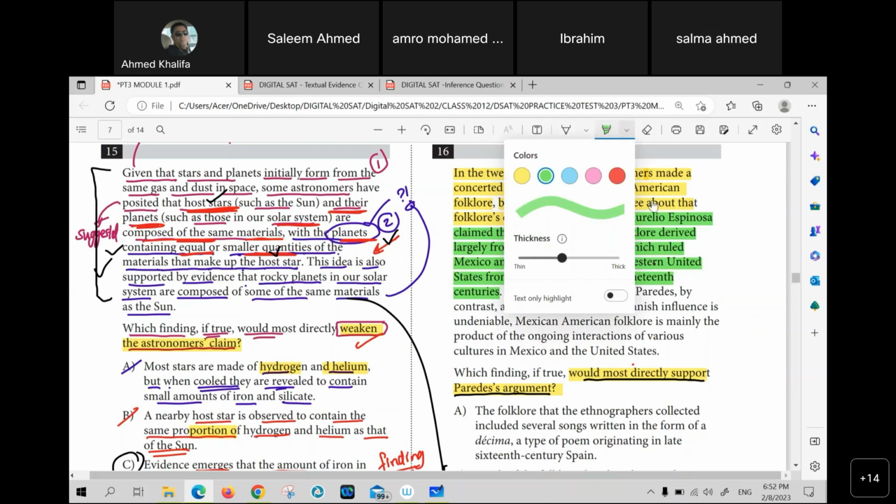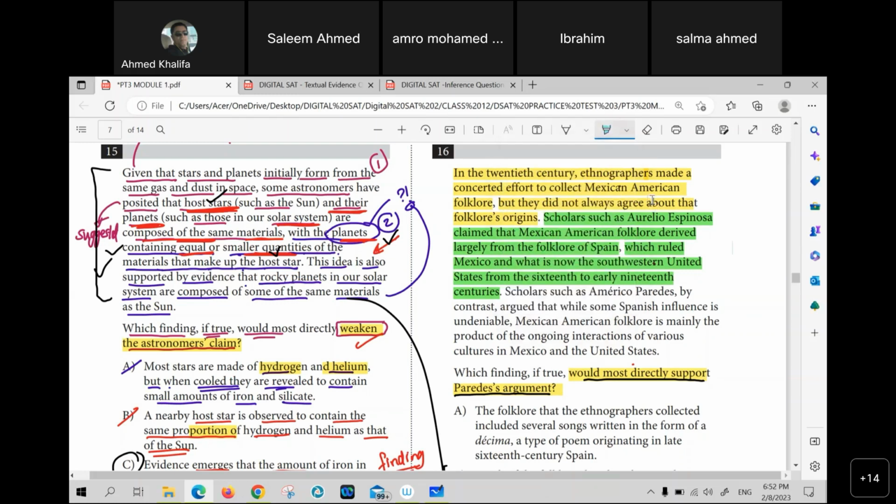Then do we stay quiet? No, who enters now? Americo Prados. Scholars such as Americo Prados, by contrast, means the opposite. So they did not agree that Mexican American folklore comes from Spain. They argued, look at this one, a sort of compromise here: while some Spanish influence is undeniable, we cannot deny, there is not an iota of doubt, that there was Spanish influence, a great influence of the Spanish on the folklore. But he said, while Mexican American folklore is mainly the product of the ongoing interactions of various cultures in Mexico and the United States.